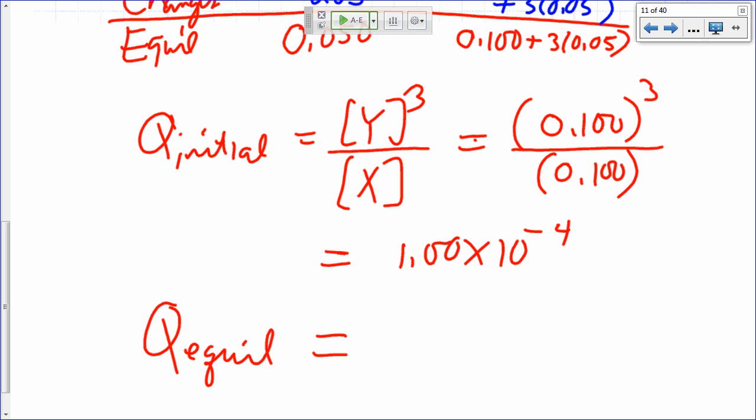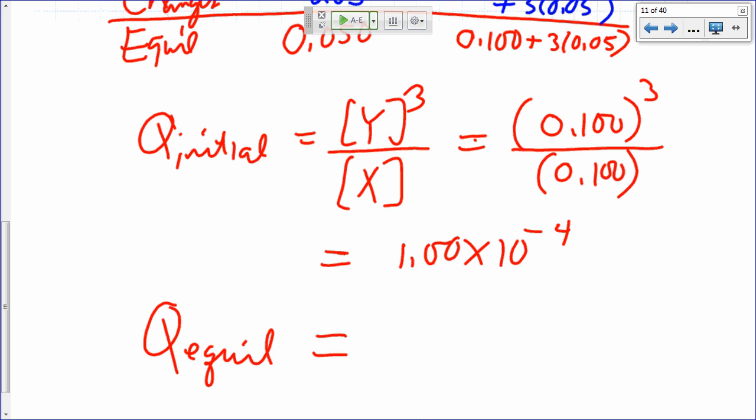What is my Q at equilibrium? Let me work this out: 10 to the negative 1 cubed over 10 to the negative 1, so it's 10 to the negative 2. I had it right. So it's 10 to the negative 2.